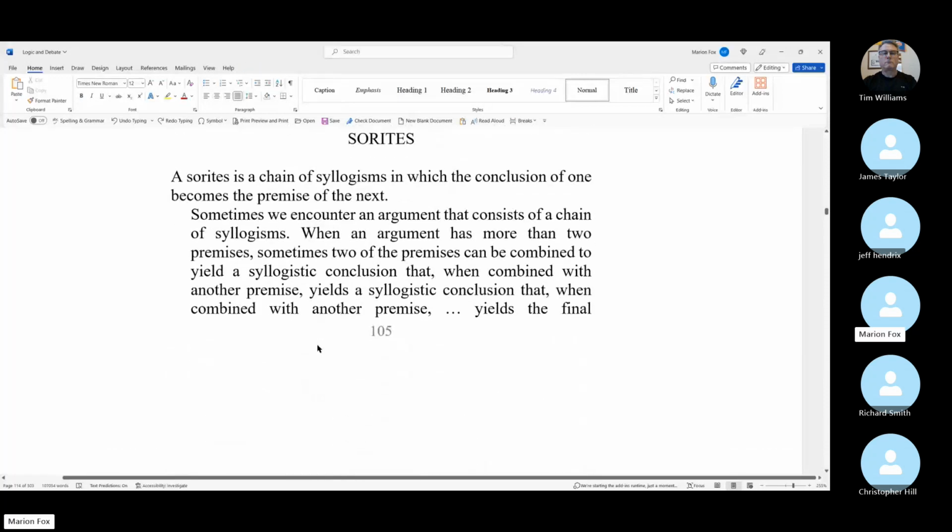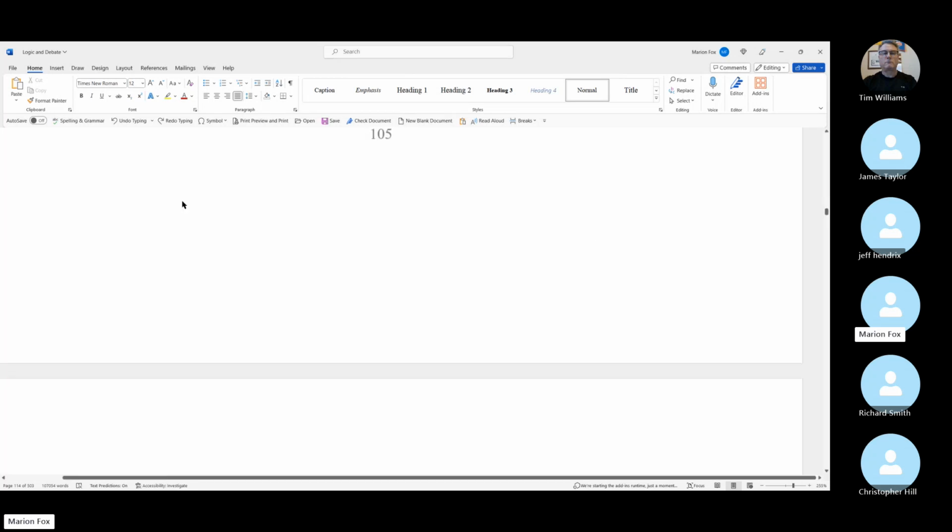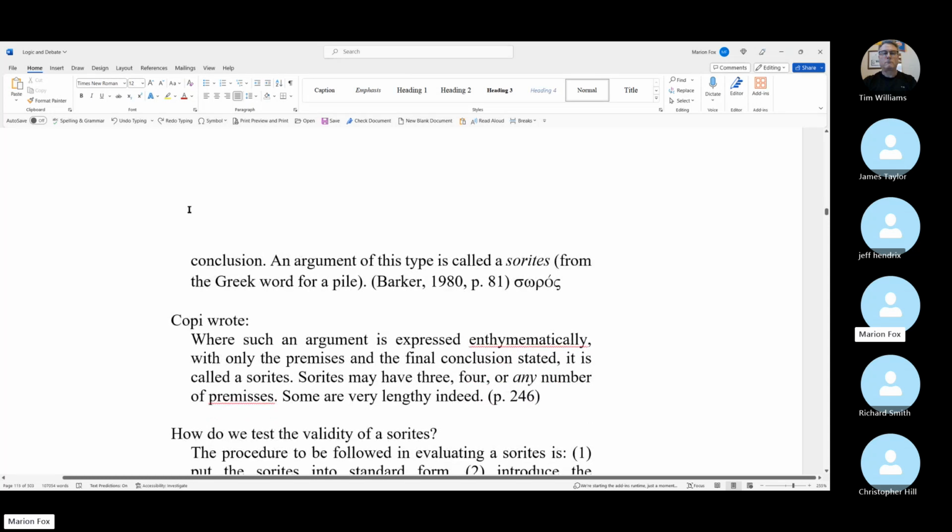And there are these chain arguments. There's some rules. There's two ways they construct these chain arguments. And so what we do is we have a lengthy series. Sometimes we encounter an argument that consists of a chain of syllogisms. The argument has more than two premises. Sometimes two of the premises can be combined to yield a syllogistic conclusion. That, when combined with another premise, yields a syllogistic conclusion. When combined with another, yields a final conclusion, or we can go on through them.